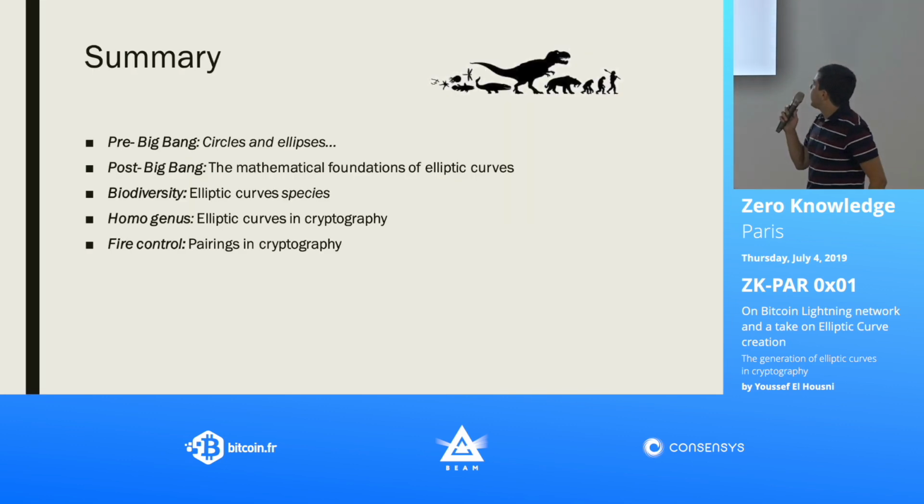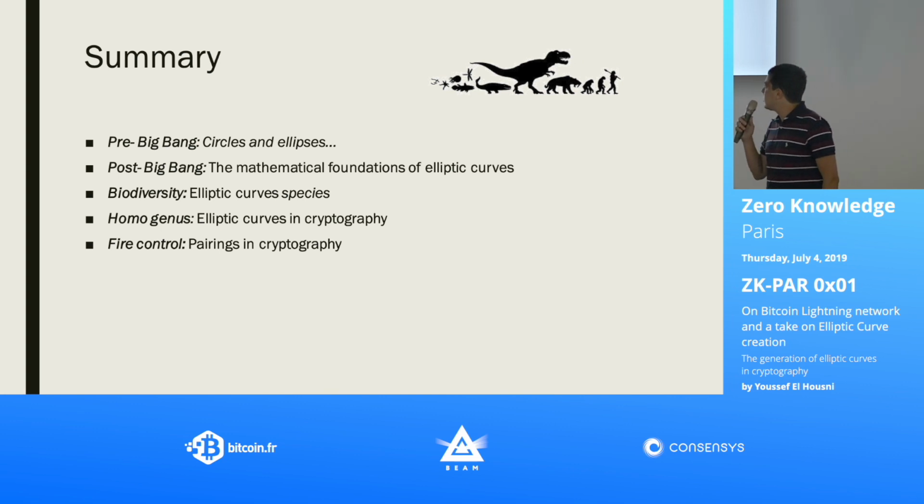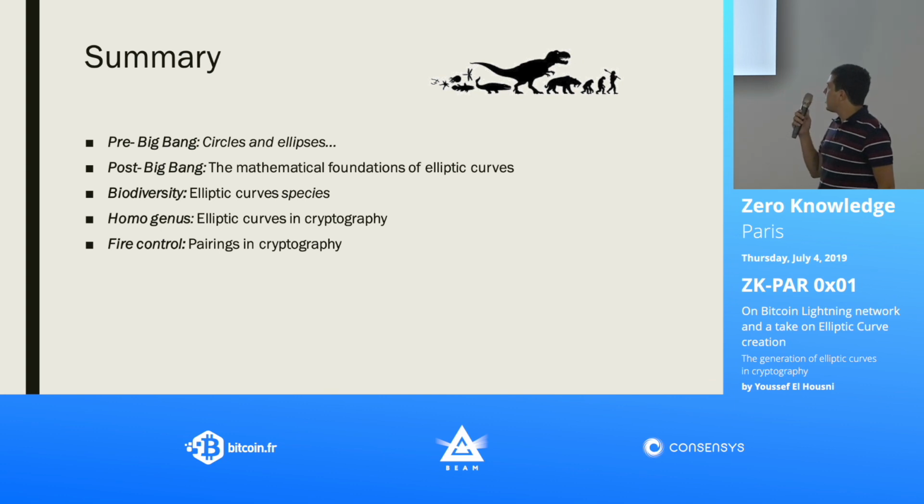It is similar to a story we all know. So today it's going to be the story of humans, the story of life, how it started. The Big Bang will be the creation of elliptic curves. We're also going to talk about before the Big Bang: what was happening before we discovered those elliptic curves.